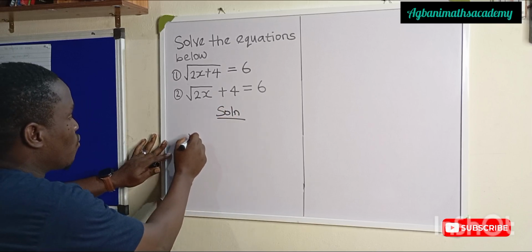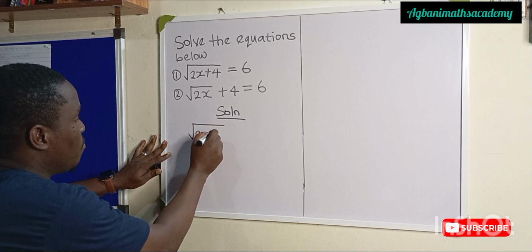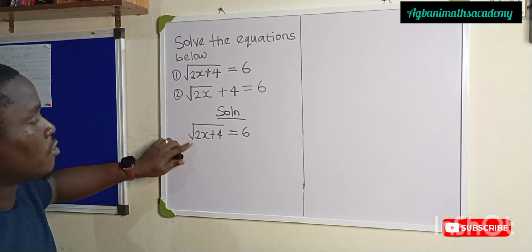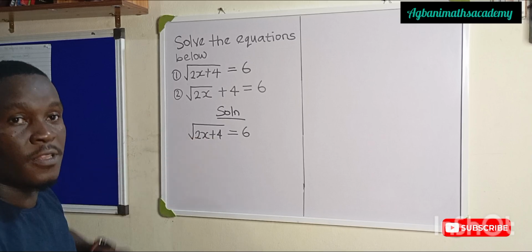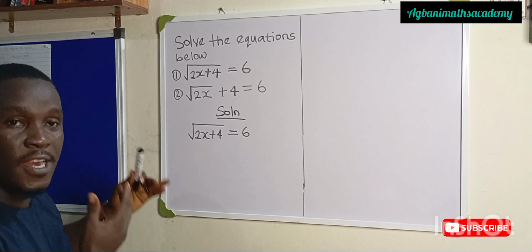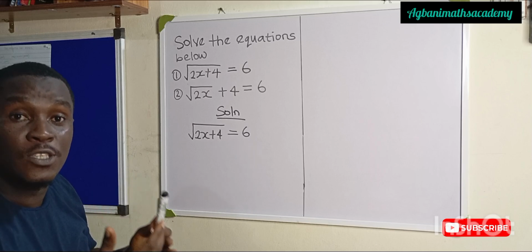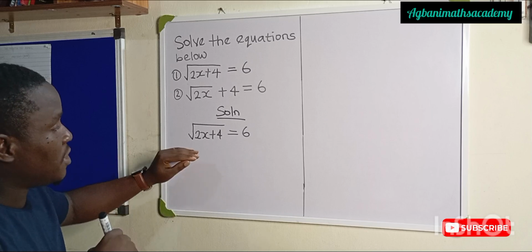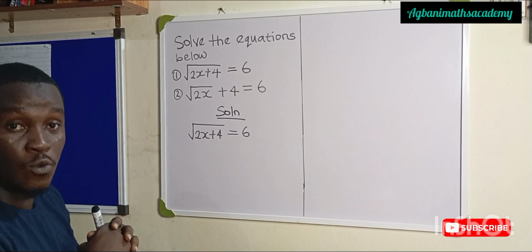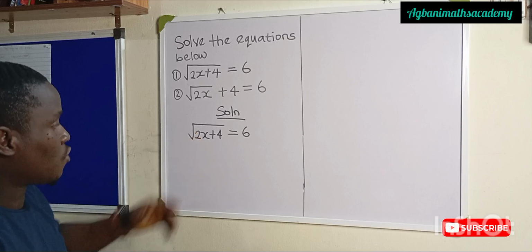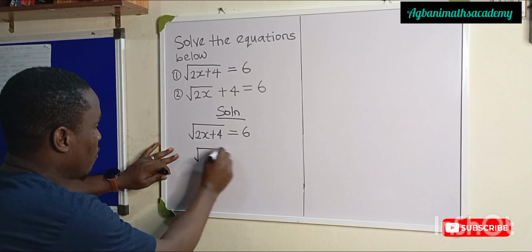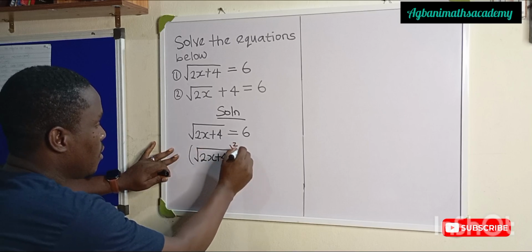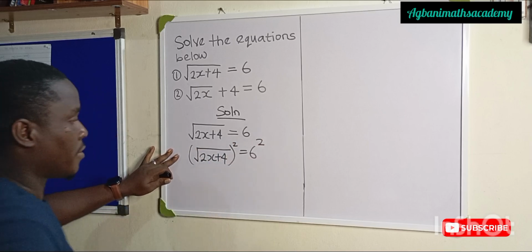So for the first one, we have the square root of 2x plus 4 is equal to 6. Because we have the square root covering 2x plus 4, the first thing we need to do is eliminate the square root. To eliminate the square root, we need to introduce the opposite of square root, which is square. This means we need to square both sides of the equation. So this will be the square root of 2x plus 4, all squared, is equal to 6 squared.